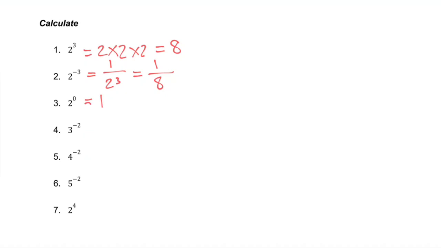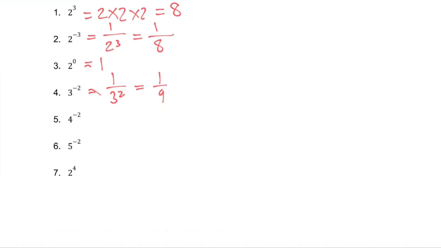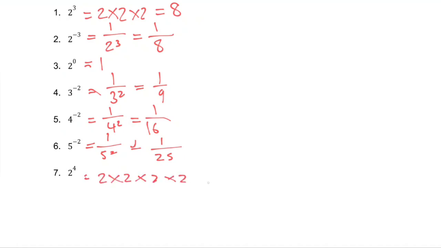Okay, what about 3 to the power of minus 2? Well, first of all, let's take the reciprocal, so 1 over 3 squared, and then evaluate 1 over 9. Okay, and then 4 to the power of minus 2, take the reciprocal, 1 over 4 squared, evaluate 1 over 16. 5 to the minus 2, reciprocal, 1 over 5 squared, and then evaluate 1 over 25. And then 2 to the power of 4. What do we do here? Well, we've got no negative, so no reciprocal needs to be taken. That is just going to be 2 times 2 times 2 times 2. And that is going to be 16.